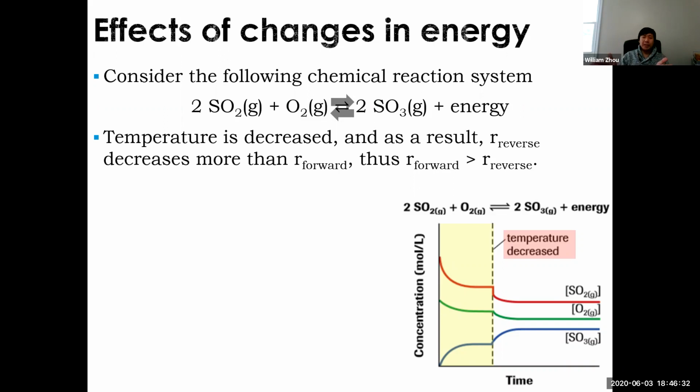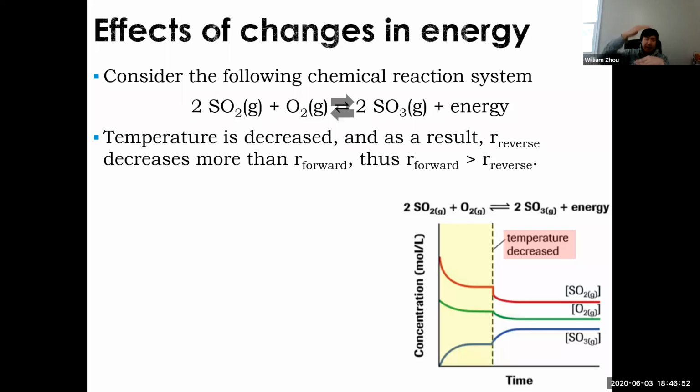The forward reaction only needs a little bit of activation energy because it's exothermic. So if you decrease the temperature, a lot of them still have that activation energy, so you can still progress. It's slower, but you still substantially have enough products. But if you're endothermic, you've got to get over a really big hump.